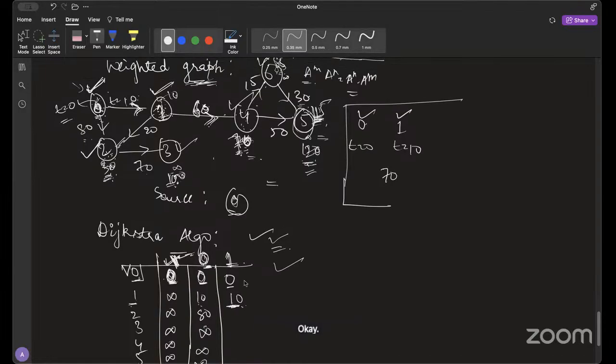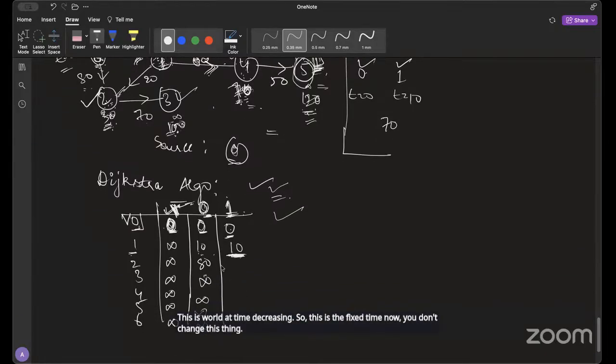Now we look at the table. So you have 0 here. So what you do is you just take the minimum distance. The minimum distance is here, and then you burn this vertex 1, and you write the burned vertex above, just to make sure that this vertex is done. This vertex is burned. And then you write a 0 here. So this doesn't change because this is burned at time t equals 0. This is burned at time t equals 10. So this is the fixed time now. You don't change this thing. Now these things will change.